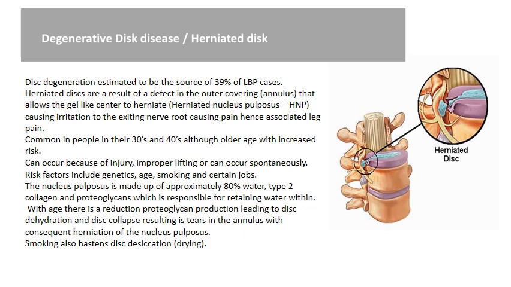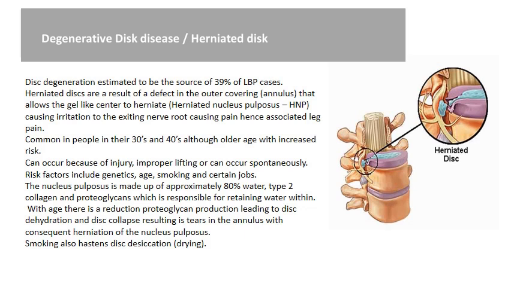Herniated discs are a result of a defect in the outer covering, that's the annulus, as we discussed before, that allows the nucleus pulposus, which is a centered gel-like structure, to herniate through the defect. When this defect herniates laterally and compresses the exiting nerve root that comes out of the neural foramen, this causes both back and associated leg pain. This diagnosis is common in people in their 30s and 40s, although the older age group are at increased risk.